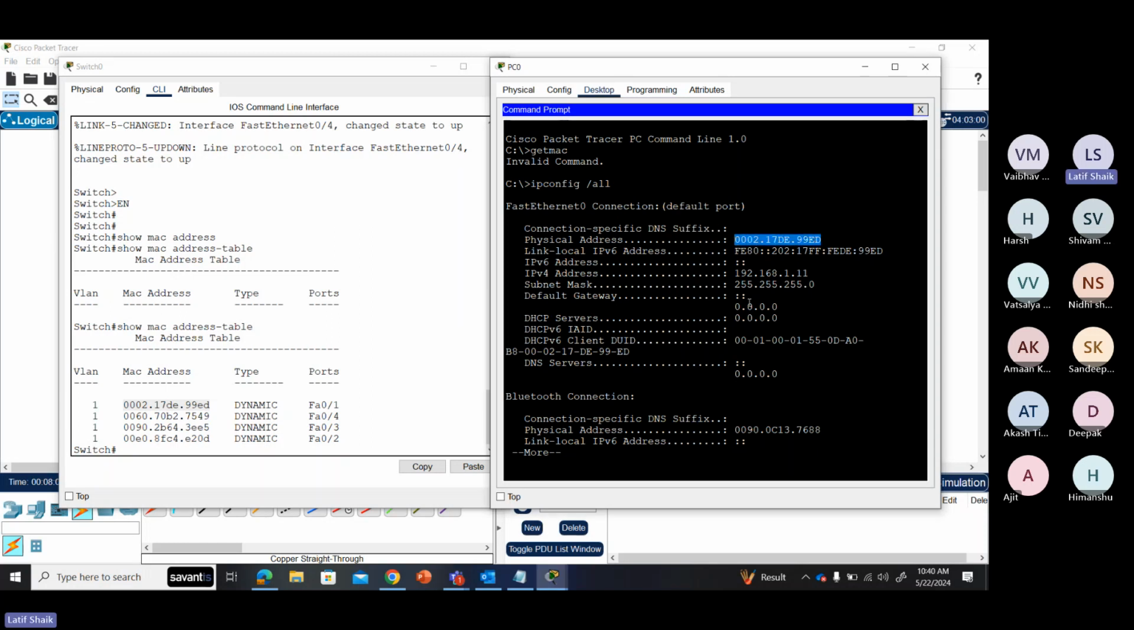Can you read this? What I highlighted, IP address. Okay, it is the MAC address of the PC which is connected to port number 1 in the switch. Are these both the same or different MAC addresses?